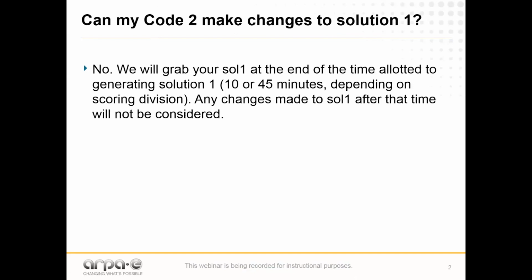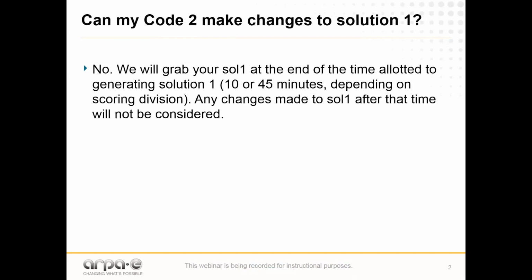Next question. Can my code 2 make changes to solution 1? Absolutely not. As Jesse went through the sequencing of what happens with your code 1 and your code 2, we will execute your code 1. It'll produce a solution 1 file. We will then read your solution 1 file, create a backup copy on our own end, and then we will execute your code 2, which will build upon your solution 1 file to create your post-contingency solutions.